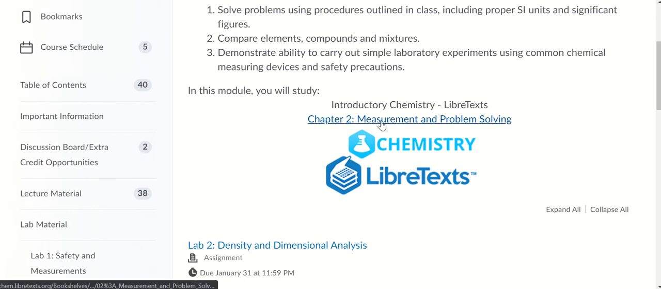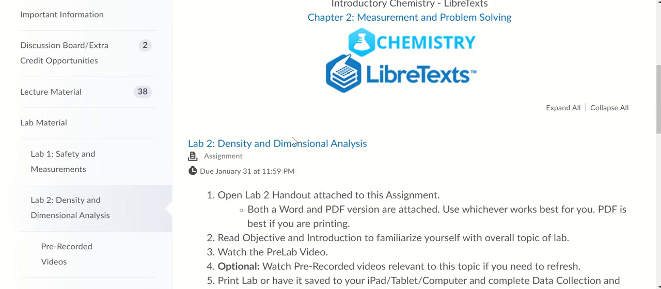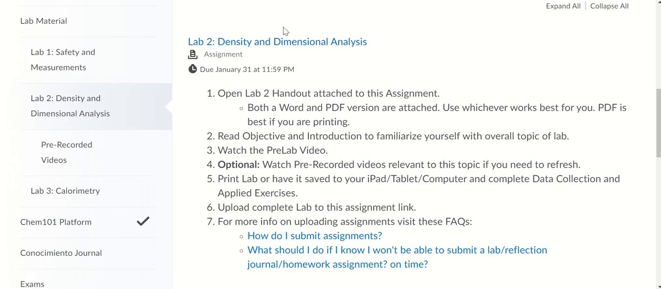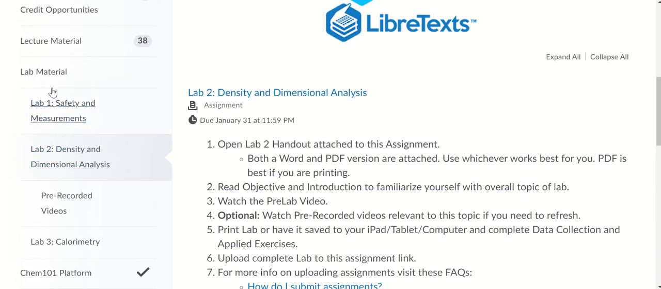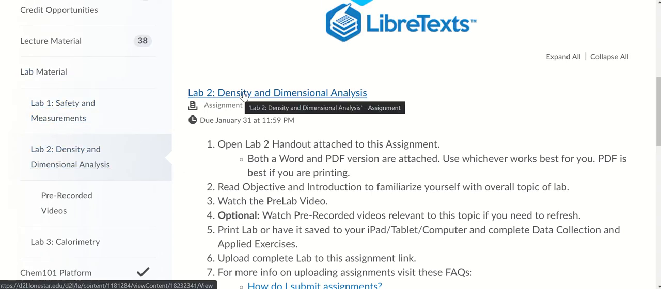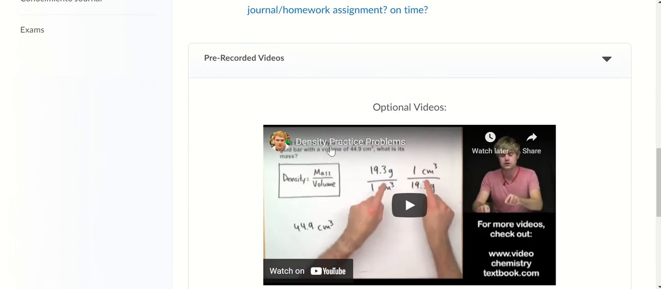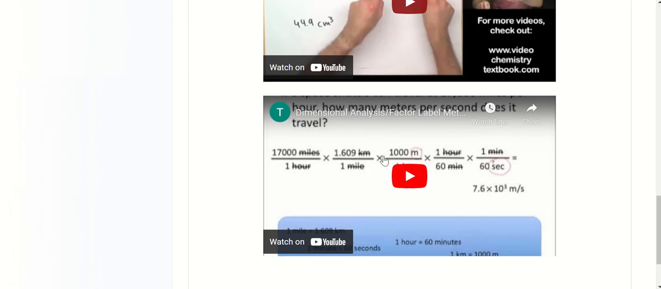So once again, I linked the chapter if it's useful for you to know where and what is being referenced. But here's our lab assignment link. I'm in the lab material folder and then lab 2, and then here's the actual assignment link. Down here I have the pre-recorded videos, the optional videos, which show you how to complete these problems overall. Not exactly the same ones all the time, but very similar usually. So if you want to watch them before you complete the lab, it'll be a good refresher.